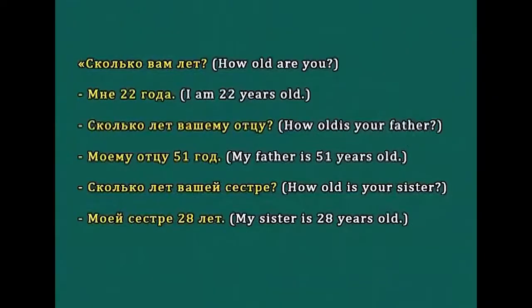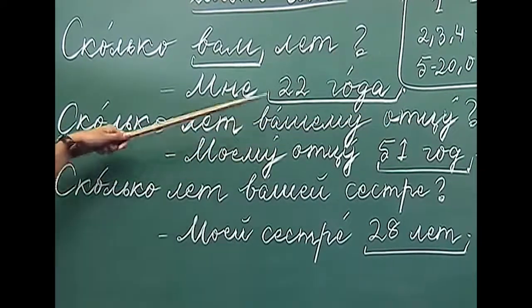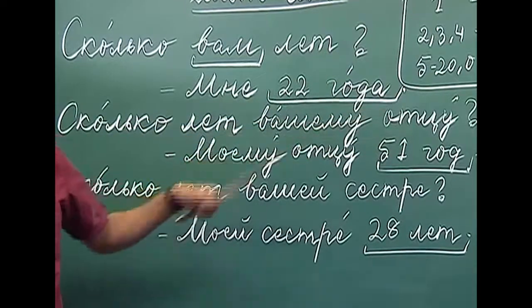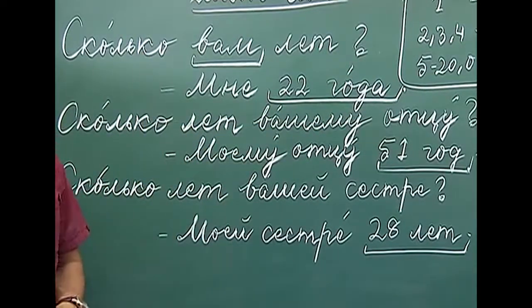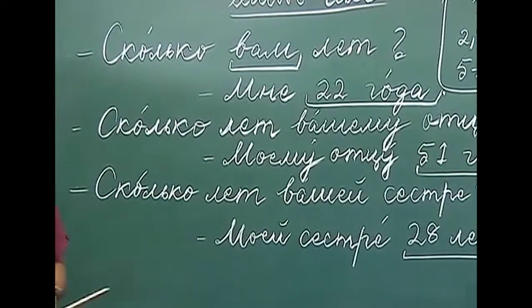For example, "skolka let vashamu atsu". How old is your father? So, whenever you want to ask someone about his or her age, we use that particular noun or pronoun in the dative case. Now, how do we answer this question?